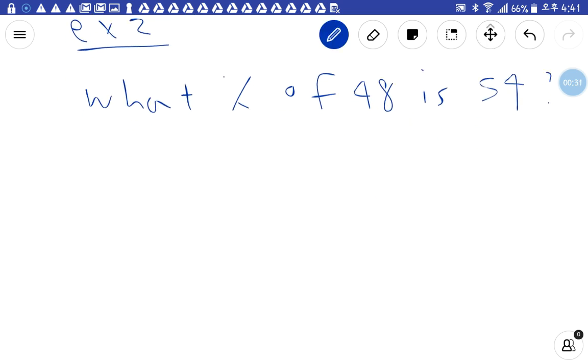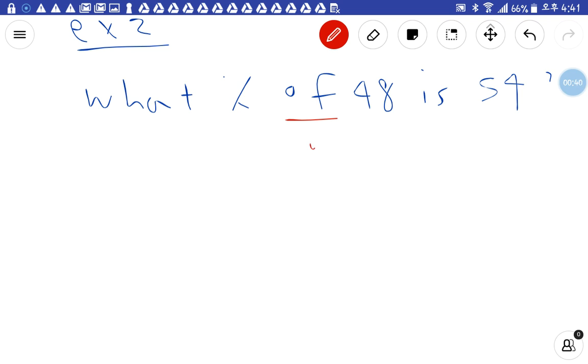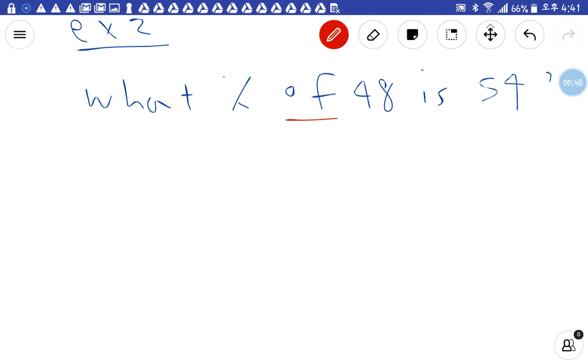I told you last time that "of" always means multiplication, and "is" always means equal sign. Okay, let me just put the multiplication symbol. I really don't want to, but it doesn't really go well. So multiplication symbol, and "is" means equal sign. So what percent? I don't know. That's going to be my letter. And then bring down 48 equal 54.